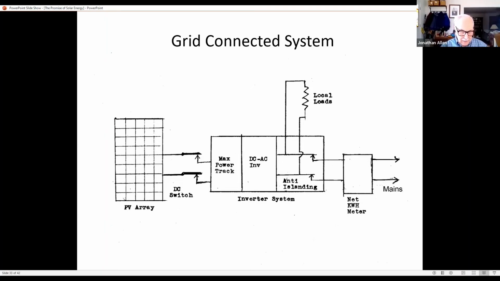Now, clearly the system must include an inverter that synchronizes with the AC utility, but there's another feature called the anti-islanding circuit to disconnect the inverter from the grid when the grid is down or disconnected. This is a safety requirement.